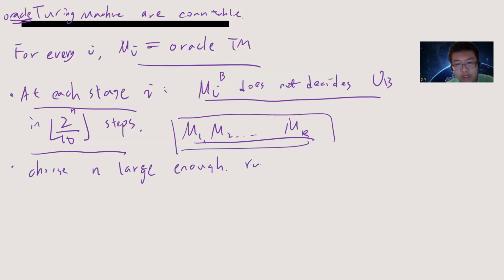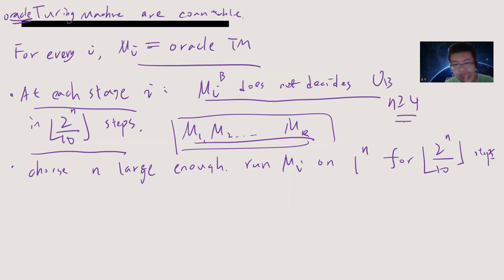Okay, and then you just run Mi, let's say Mi, on the input 1^n for 2^n divided by 10 steps. You can freely assume that n is large, so choose n large enough, and you just simulate Mi on 1^n for 2^n divided by 10 steps.